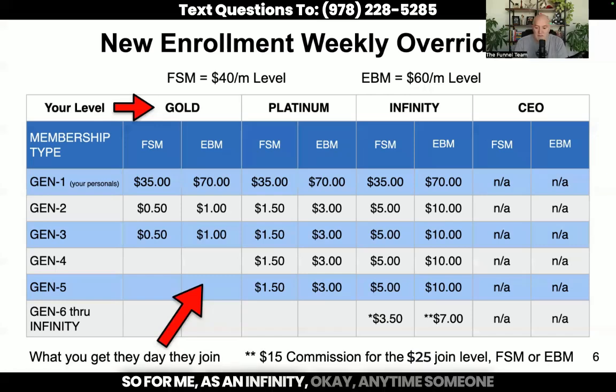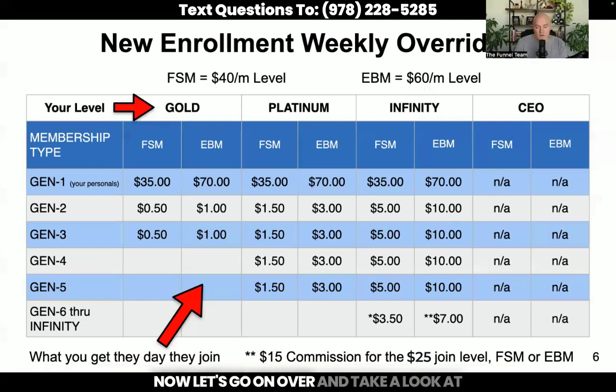So for me as an Infinity, okay, anytime someone joins my team from my second level on down, I earn a commission the day that they join. And this is every single person on my team down through infinity. And again, this could be you. So anywhere between $3.50 all the way up to $10 anytime someone joins, regardless of the level. And you can see where this could explode pretty quickly and your income can grow very, very quickly.